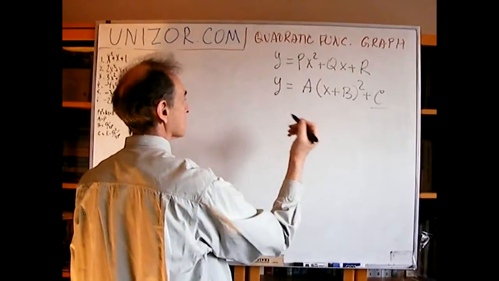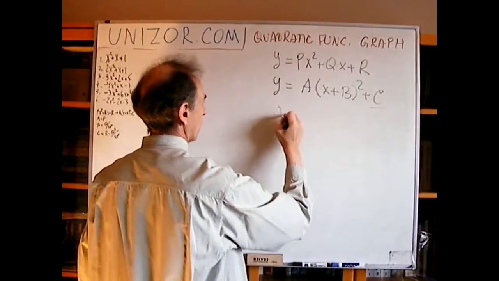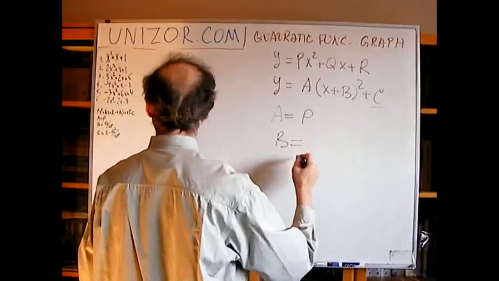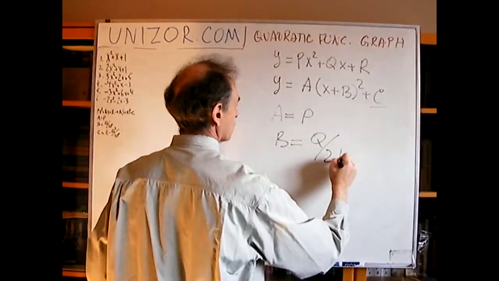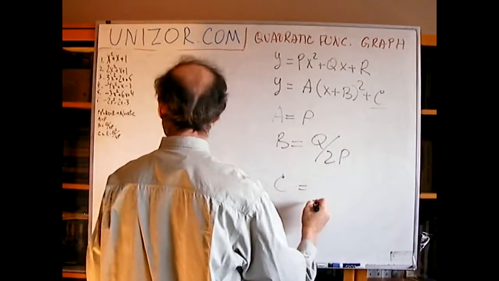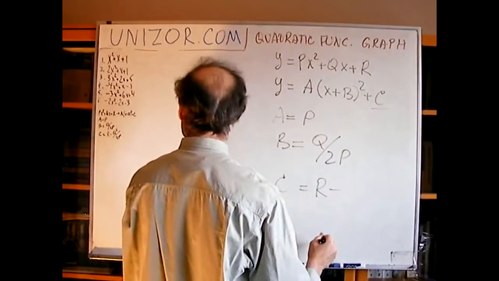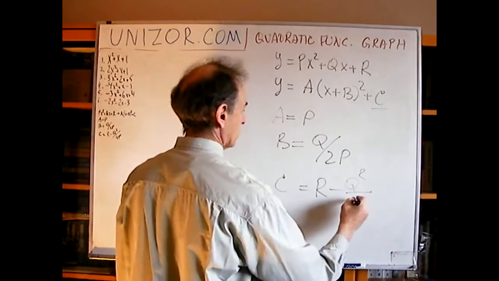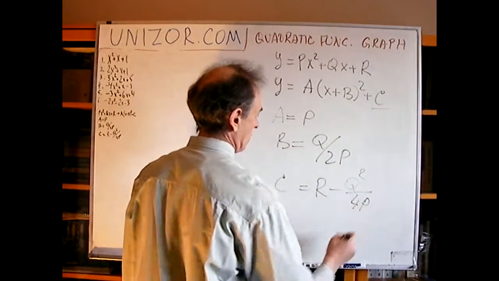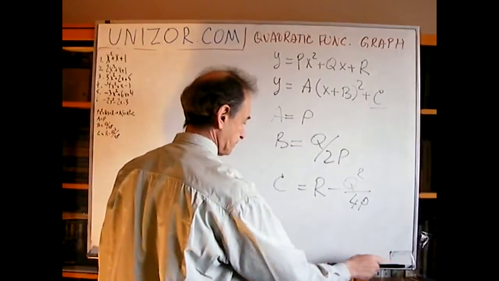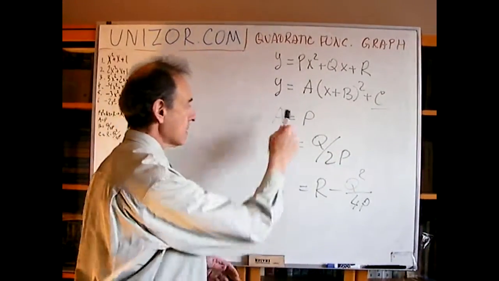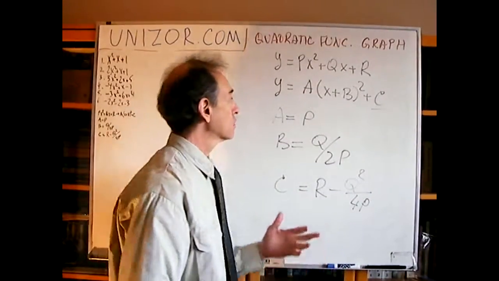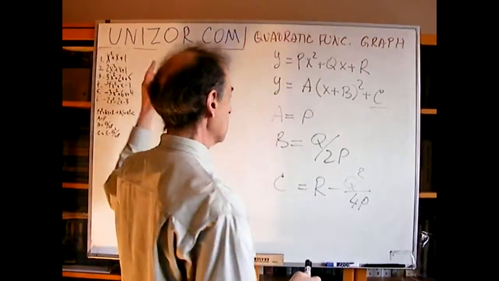And the formulas are, I will just write it down. a is equal to p, b is equal to q divided by 2p, and c is equal to r minus q squared divided by 4p. These are formulas, and I can actually use these formulas to convert this into this in any case which I have.